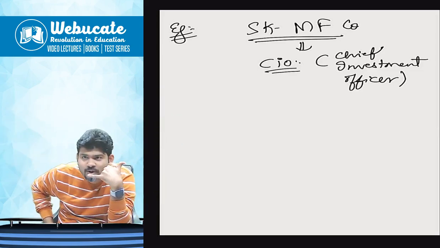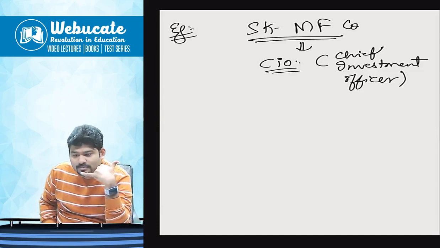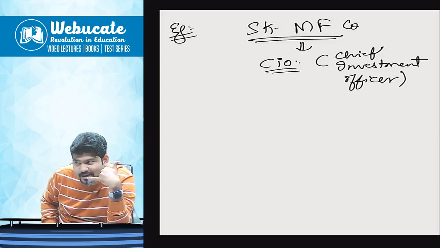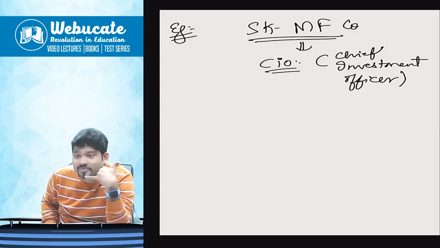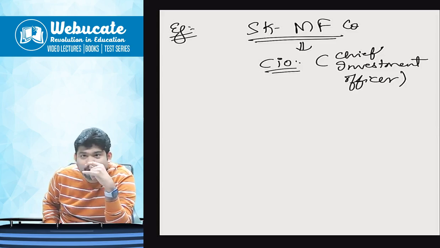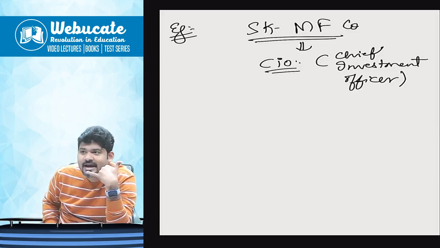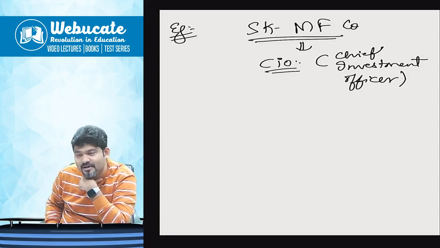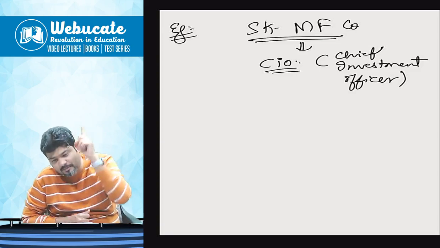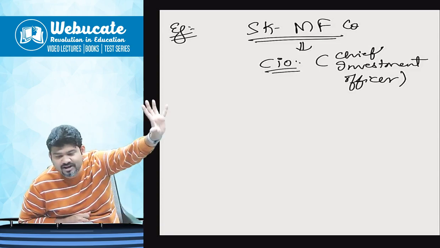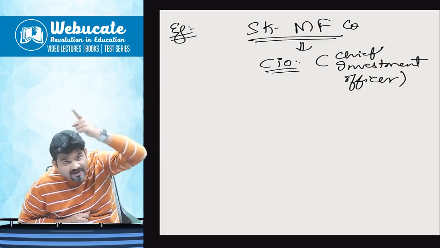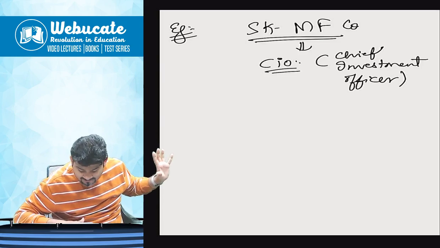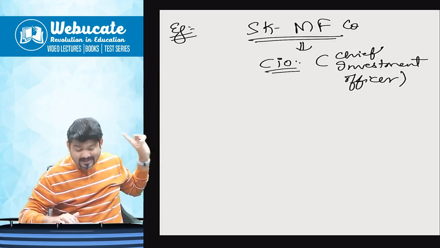SEBI will call you at 3:30 p.m. Hello, Mr. Sushil Chakka, you are the CIO of SK Mutual Fund Company. Send us the NAV per unit of today by the end of 4 p.m. Mr. Sushil will say, okay, sir, I will send it to you. It is his responsibility to send it by 4 p.m. That same NAV per unit, which is published to SEBI and published at every place, will remain valid till the next day, 3:59 p.m.